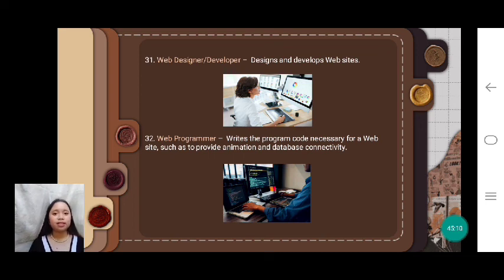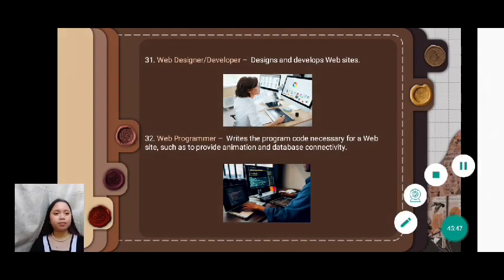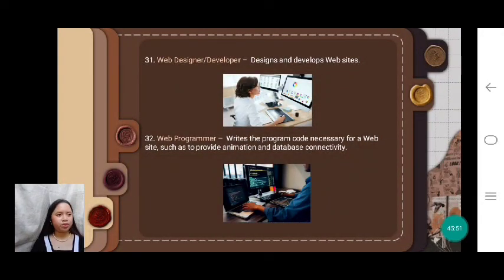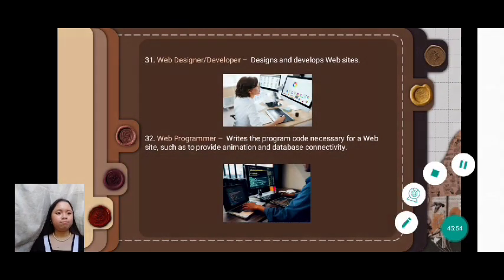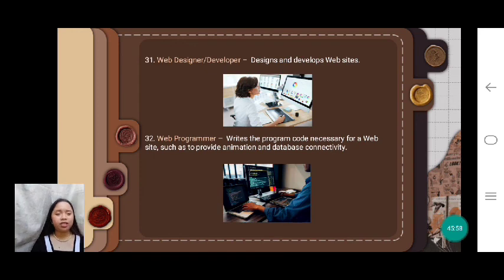Number 32, which is the last number. So here we have the web programmer. The web programmer is the one who writes the program code necessary for a website, such as to provide animation and database connectivity. So the responsibility of a web programmer is to code programs on a website to provide animation and database connectivity. They create applications on the web. Also, they create programs. Also, web programmers use a variety of programming languages to create web applications.